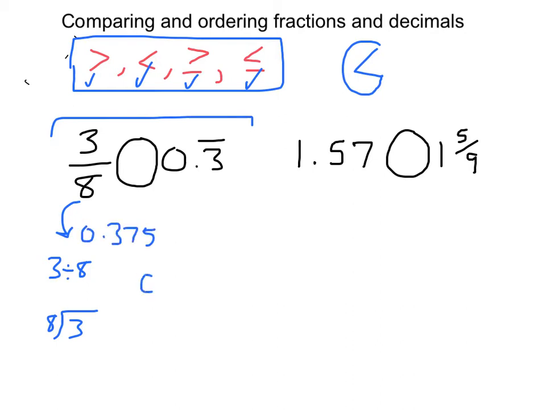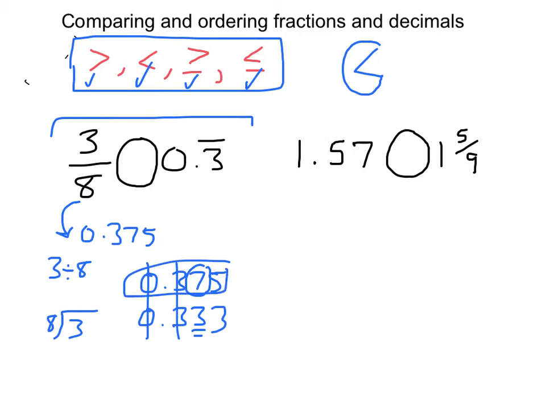So if I want to compare 0.375 to 0.3 repeating, it's a repeating 3. Sometimes it's helpful to stack the numbers up and look at the place values. This one has a 7. The other one has a 3. So it's telling me this number is larger than this number. So 3/8 is greater than 0.3 repeating.